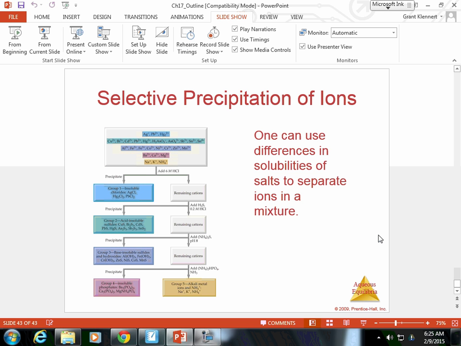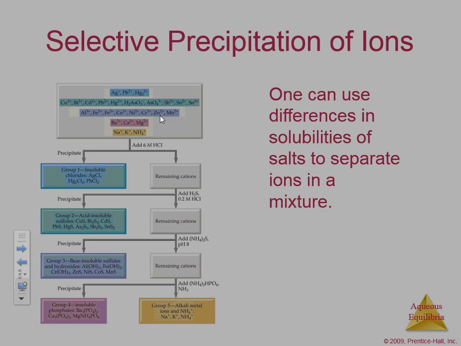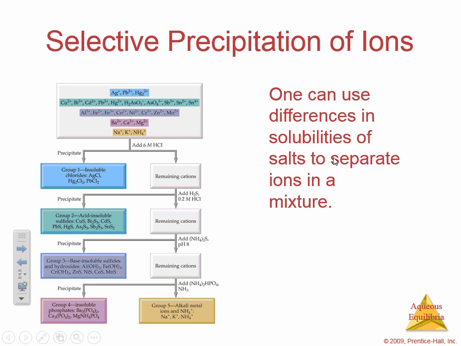And lastly, here's a chart of ions that you can see here. I'll blow this up a little bit. Selective precipitation of ions, showing what would happen when they mix together and what salts and ions will form. So you don't really need to go over this. It's just there for group 1, group 2, 3, 4, and 5.